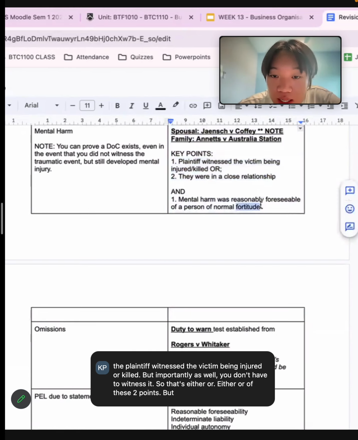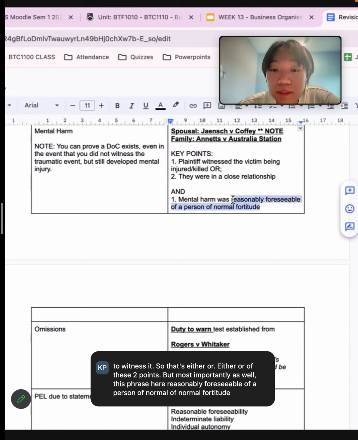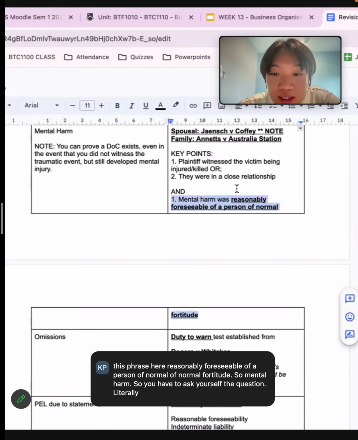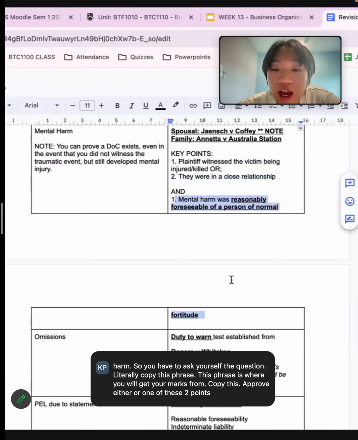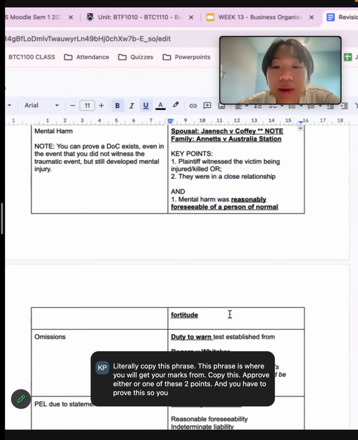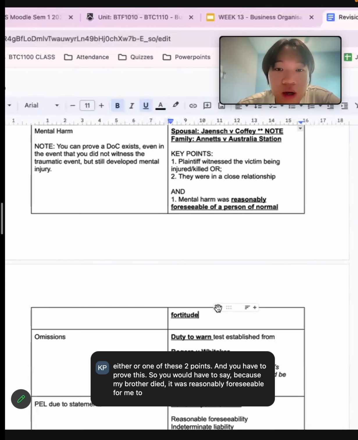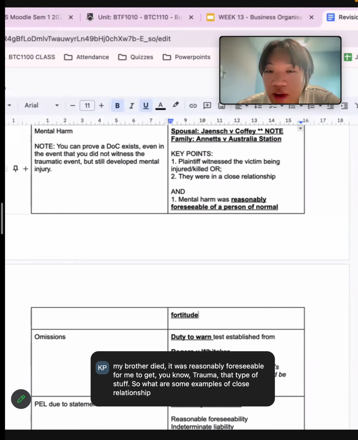But most importantly, this phrase here: reasonably foreseeable of a person of normal fortitude. So for mental harm, you have to ask yourself the question, literally copy this phrase. This phrase is where you will get your marks from. Copy this. So prove either or one of these 2 points, and you have to prove this. So you'd have to say, because my brother died, it was reasonably foreseeable for me to get trauma, that type of stuff.